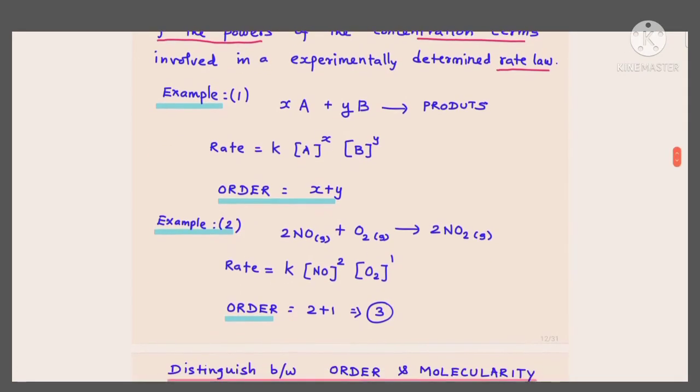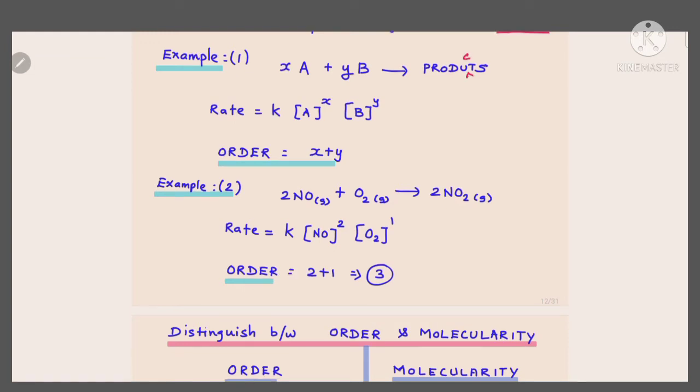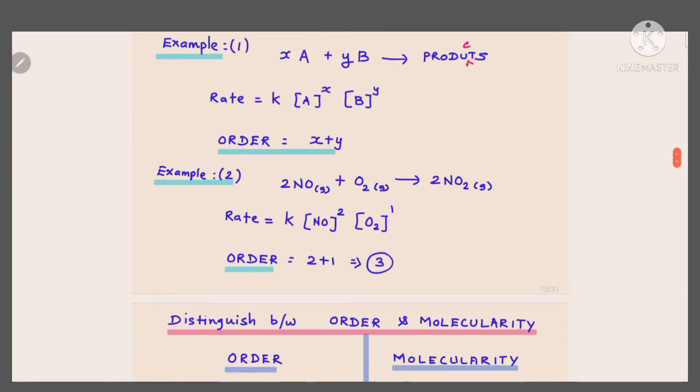Okay, so I have written one general reaction: X moles of A and Y moles of B reacting and giving products. A certain number of products are formed from X moles of A and Y moles of B. So the rate law for the above reaction is rate equals rate constant K into the concentration of reactants. Here the reactants are A and B, so concentration of A and concentration of B, whereas the numbers of moles X and Y are written as powers of the concentration terms. So rate equals K into concentration of A power X, concentration of B power Y. This is nothing but the rate law.